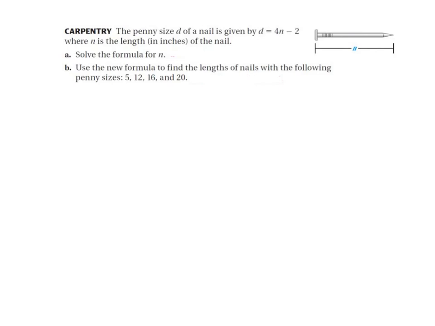But every single time you do that, you're going to use a different D each time. D will be 5, calculate for n. D will be 12, calculate for n. D will be 16, D will be 20, and so on and so forth.